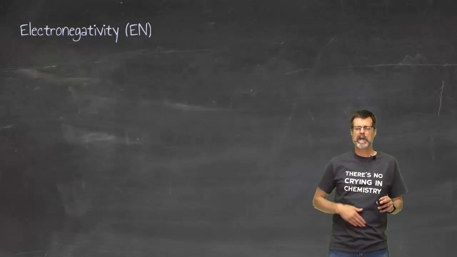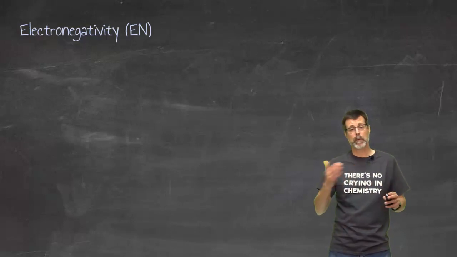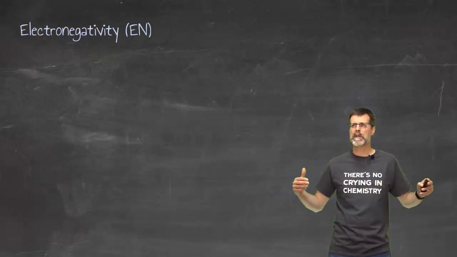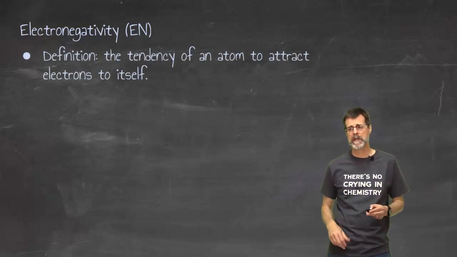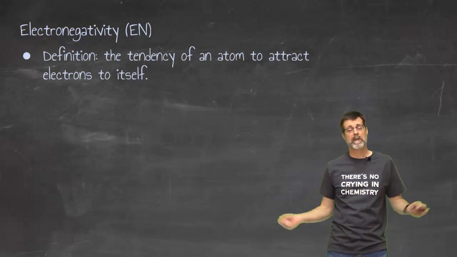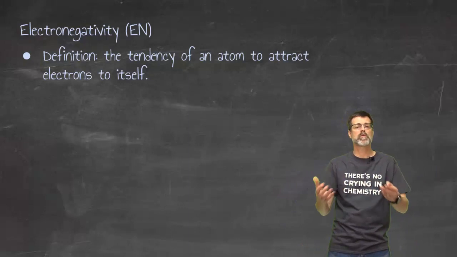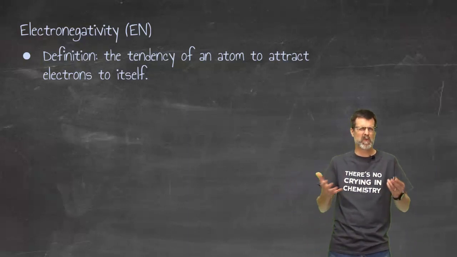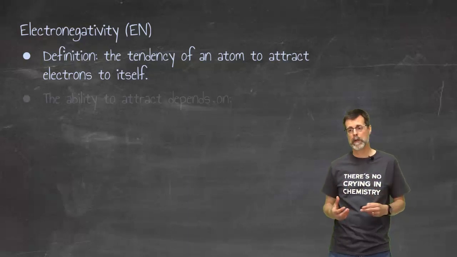The electronegativity, this one's a little bit different because it's not a number, it's not a measurement like a radius or an ionization energy. It's more of a tendency. It is the tendency of an atom to attract electrons to itself. So you put two atoms in a cage, you throw an electron in, the stronger one wins. It's not really like that, a cage match between atoms over an electron, but that's how it would work.